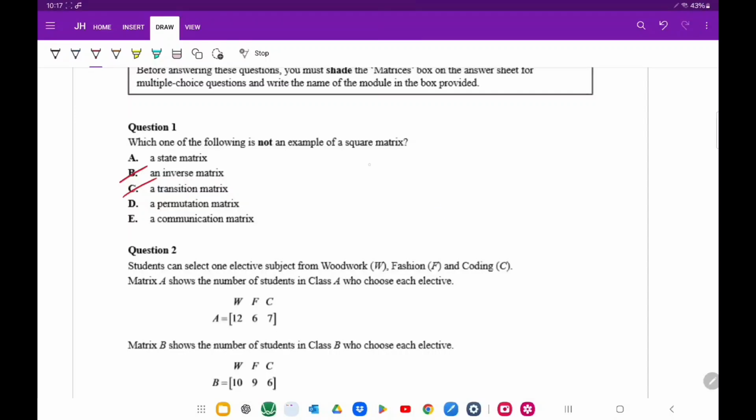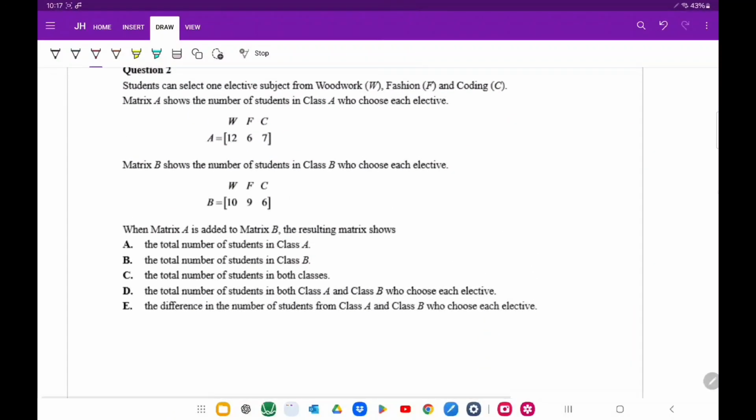would involve some sort of shifting of the numbers, but if you had, for example, a 1, 2, 3, a permutation matrix would need to be a 3 by 3. So yes, that would be a square matrix. And the last one is communication matrix. That would also be a square matrix. So A has to be the answer for that one.